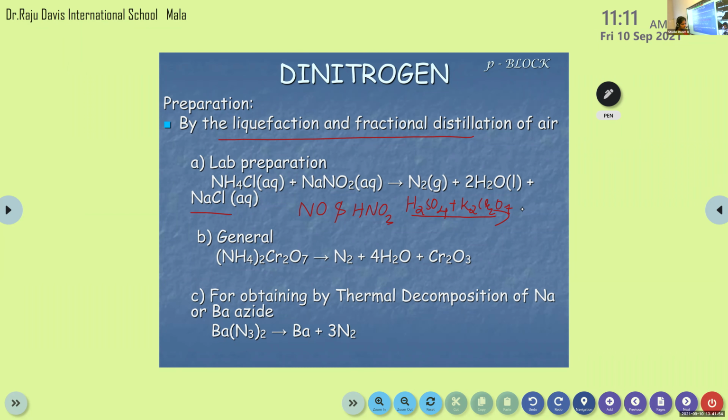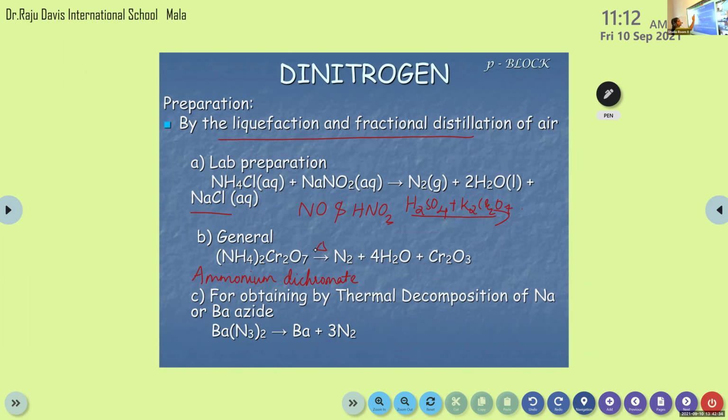Then the third method is the thermal decomposition of ammonium dichromate, (NH4)2Cr2O7. Thermal decomposition means on passing heat, it will be decomposed. Here also nitrogen, water, and chromium oxide will be obtained. The desired product is nitrogen. So this is another method for the preparation of nitrogen.